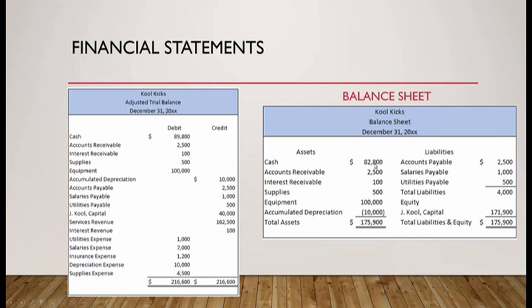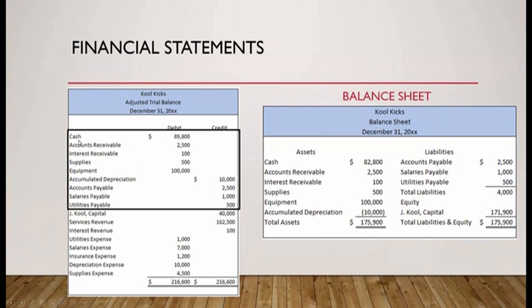Now, this does not tell me how much cash I brought in all year long. It's only telling me my cash balance on this particular day. That's why you don't see the language for month ended, for year ended. You just see the date. So again, we take this information from our adjusted trial balance.